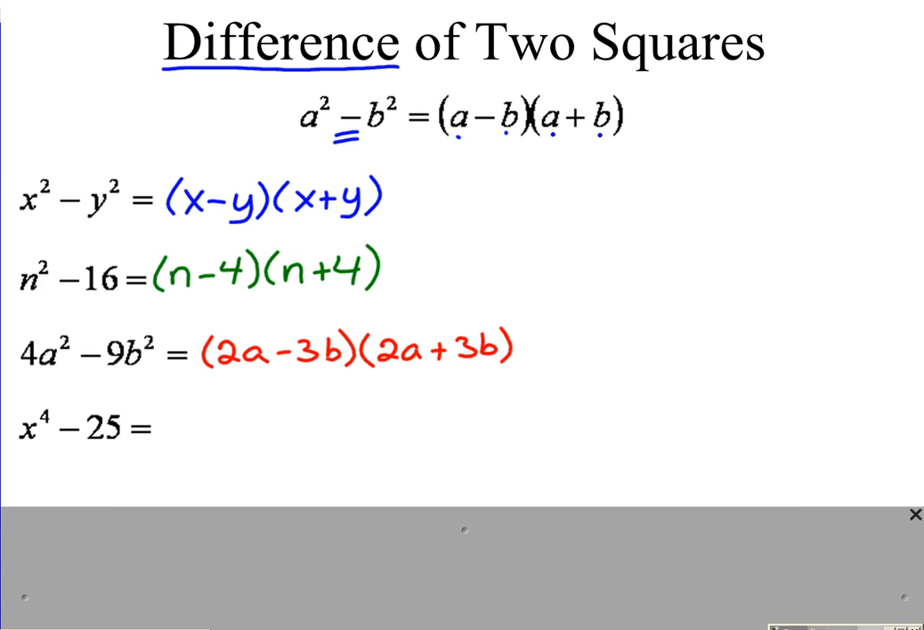Fourth one, x to the fourth minus 25. Square root of x to the fourth is x squared. Square root of 25 is 5. So I have x squared minus 5 times x squared plus 5.